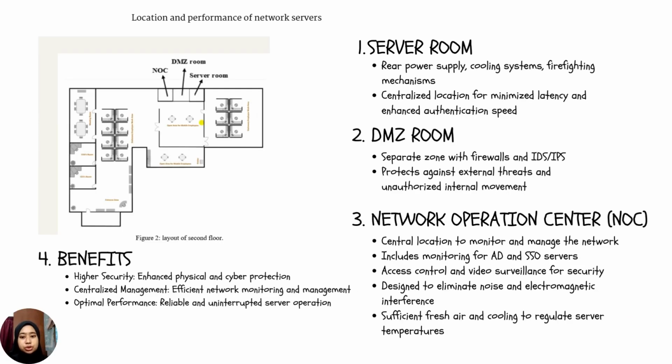So this figure shows the layout of the second floor. It is the same as the first floor, but it has a network operation center. So in this floor, the server room and DMZ room contain a secondary AD server and secondary SSO server. The network center is a central location to monitor and manage the network. It includes monitoring for AD and SSO servers, access control and video surveillance for security.